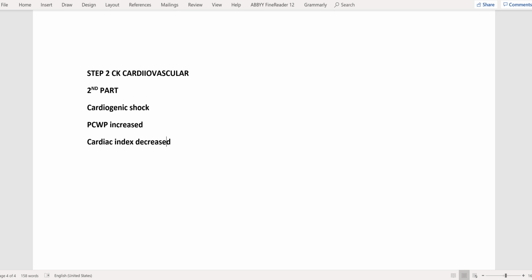Okay, this one is an easy one. If you have a bruit, this is a renal, abdominal bruit, renal artery stenosis. I want to focus on that. Okay, this one is very important.